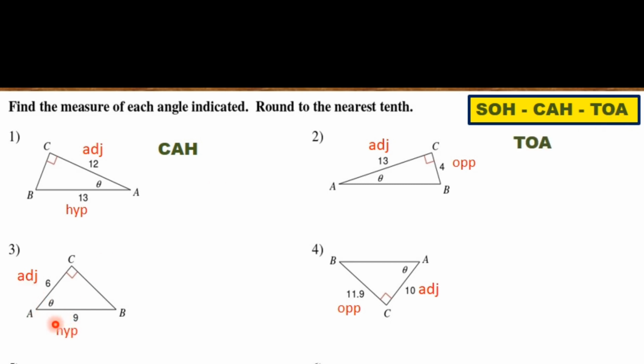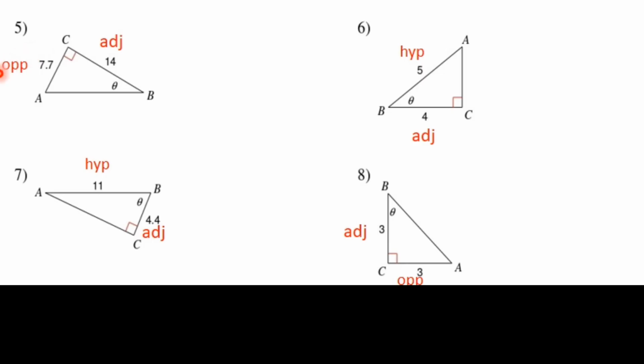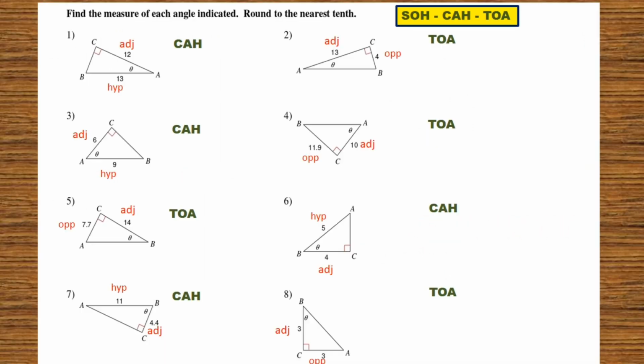Number 3, adjacent hypotenuse, CAH. Number 4, opposite adjacent, TOA. Number 5, opposite adjacent, TOA. Number 6, adjacent hypotenuse, CAH. Number 7, adjacent hypotenuse, CAH. Number 8, opposite adjacent, TOA.